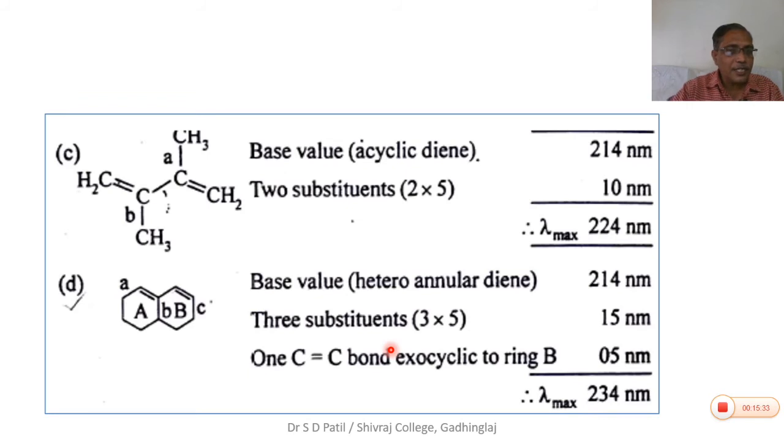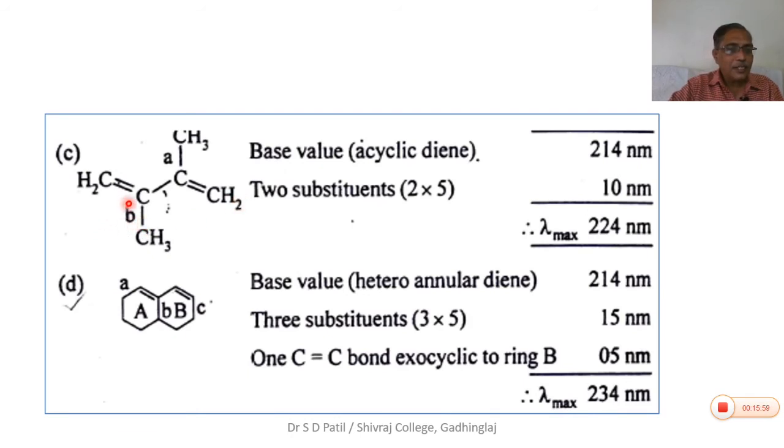In this structure C, it is an acyclic diene. As I mentioned repeatedly, you have to identify the diene system. The diene system in this case is CH2, this carbon, carbon, again CH2. So this makes the diene system. The diene system is acyclic. Therefore, for such an acyclic diene, the base value will be 214 nanometers.